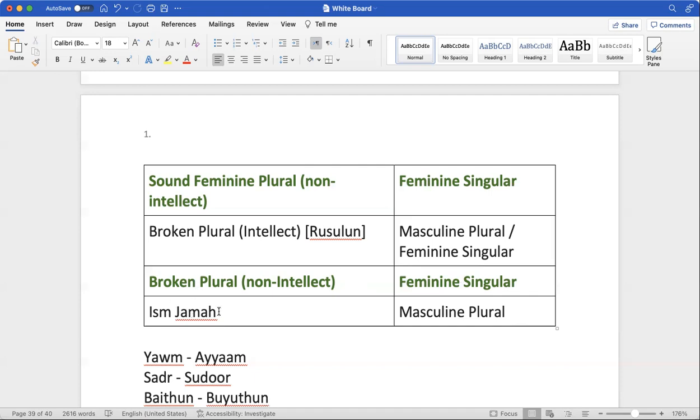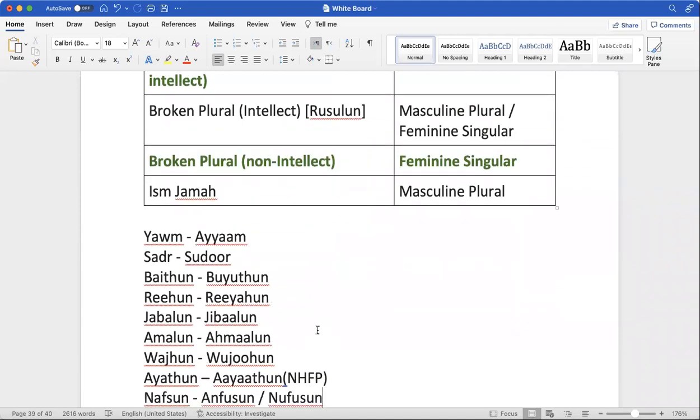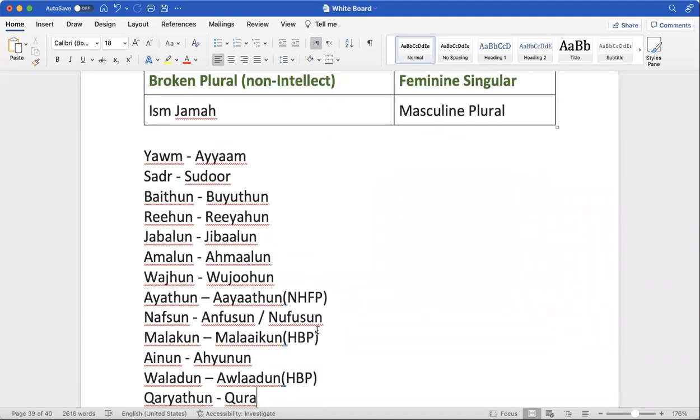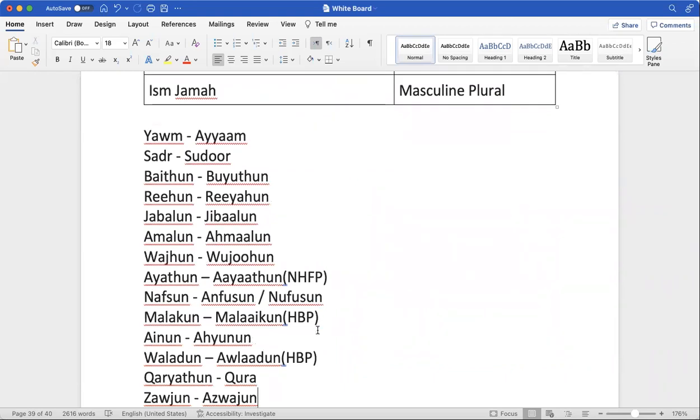Then you have ism jam', like qawmun, karnun, nasun. You will always treat them as masculine plural. For example, if you had to say those are mankind, you say hum un-nasu, ulaika un-nasu, right? You will always treat them as masculine plural. So this table you can check again and understand properly. So you have now these words. For example, yom is singular, and ayyam is a broken plural, a non-human broken plural, right?